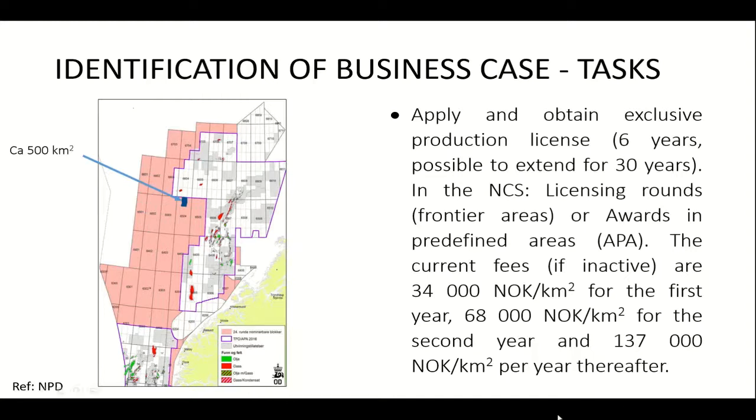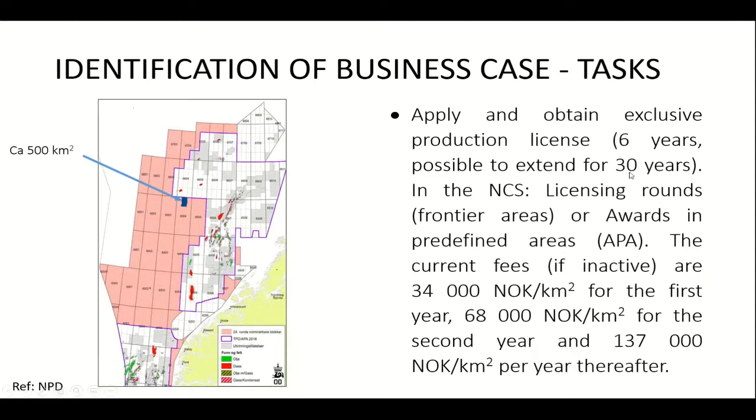And in the Norwegian continental shelf, there are two types of production licenses. One of them is licensing rounds. These are for so-called frontier areas, or new areas, or awards in predefined areas called APA. And these are like existing areas where we have maybe some existing fields. For example, the Barents Sea will usually be qualified as licensing rounds.